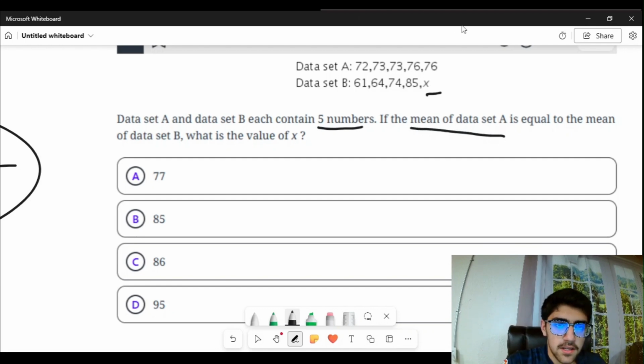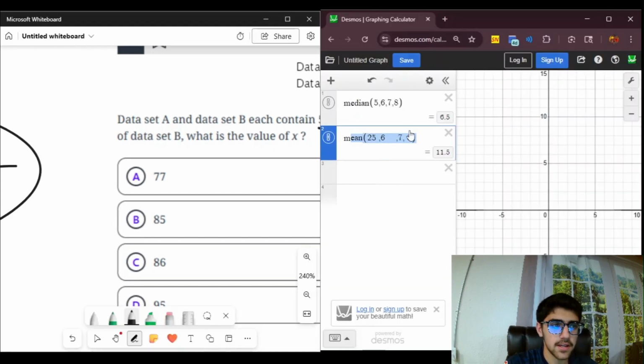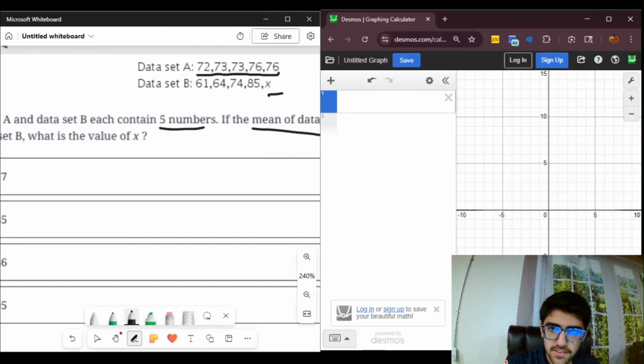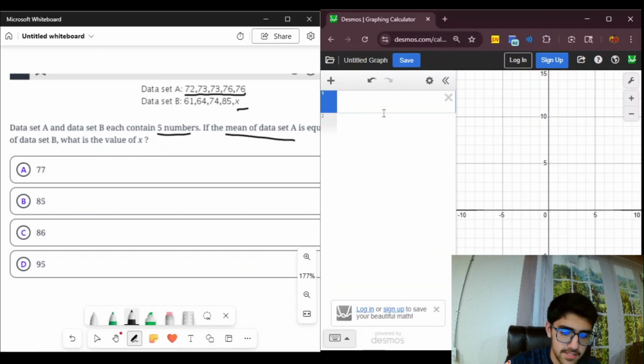Okay. So first things first, let's just find the mean of data set A so that we can try to implement it in data set B. So let me just open Desmos. Okay. So for data set A, just put it in the same way. Mean 72, comma 73, comma 73, comma 76, comma 76.